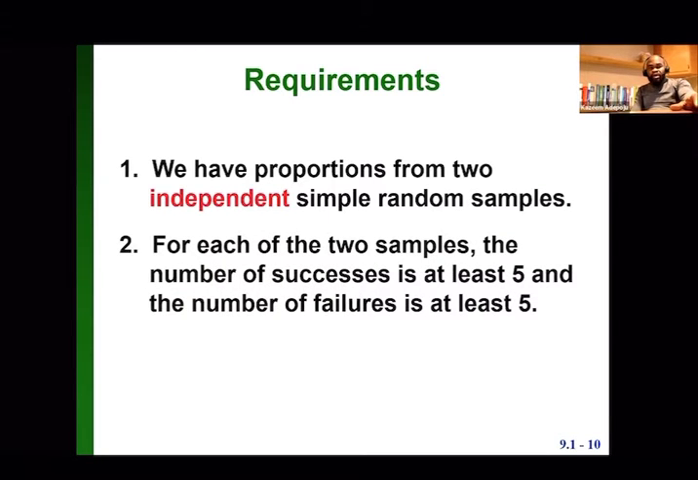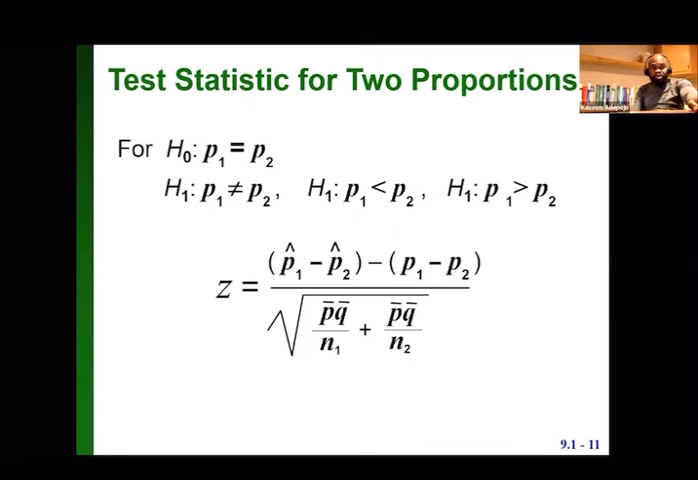And of course, for each of the two samples, the number of successes should be at least 5, and the number of failures should be at least 5. What do we mean by that? np has to be greater than or equal to 5, and nq has to be greater than or equal to 5, when you consider the two samples from the populations.